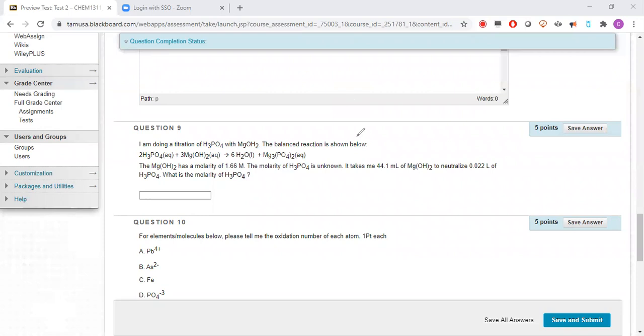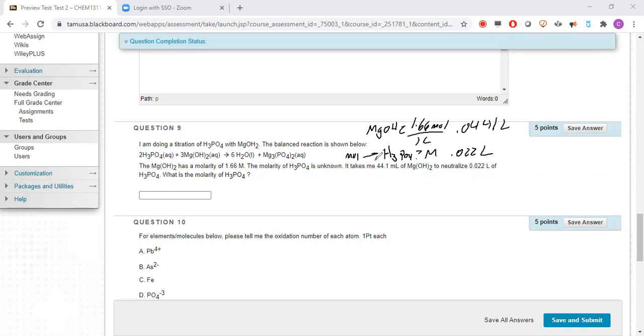So what are my knowns? Mg(OH)2 is 1.66 moles for every 1 liter. That's molarity. And it takes 0.0441 liters, or 44.1 milliliters, to neutralize our acid, H3PO4, whose molarity we are trying to figure out. The acid had 0.002 liters. So basically, what we want to do is calculate moles of H3PO4 and divide that by our liters. So let's try to do that.